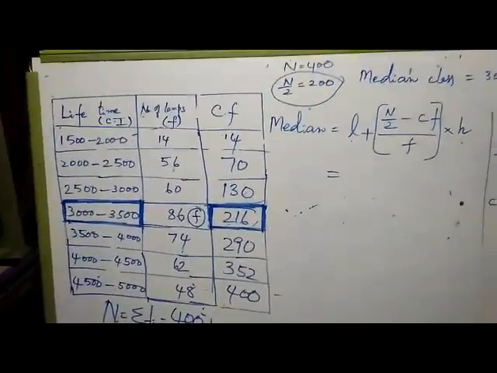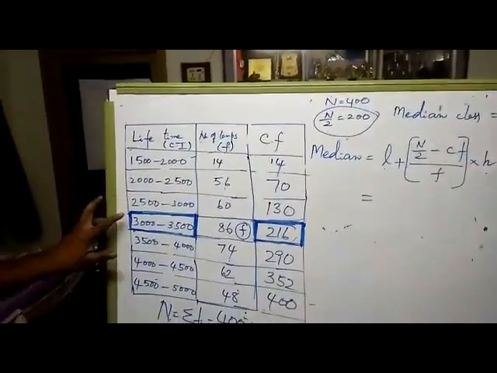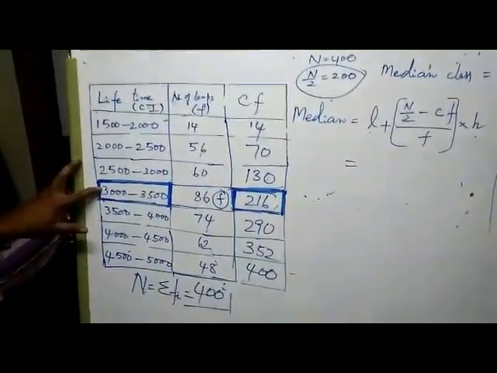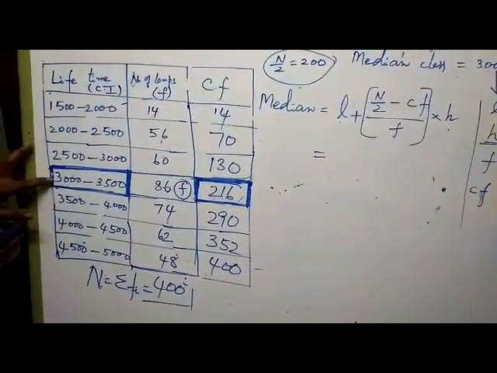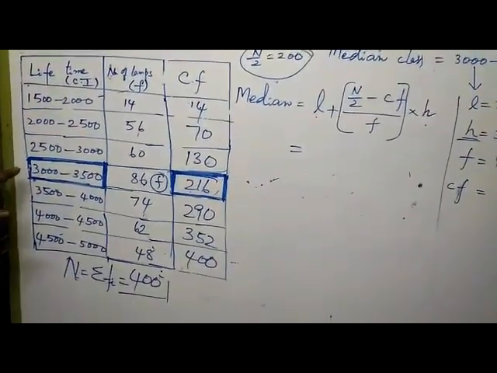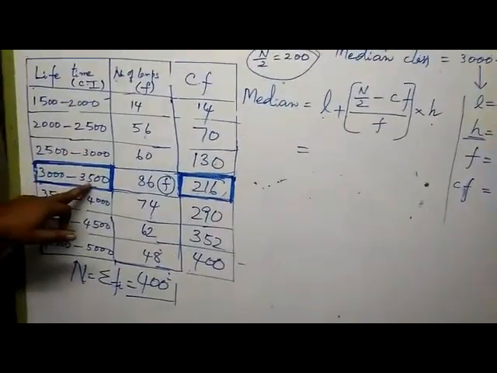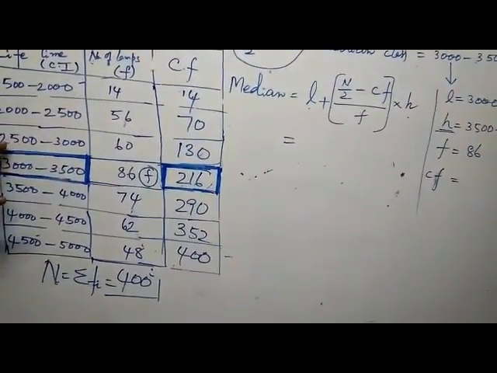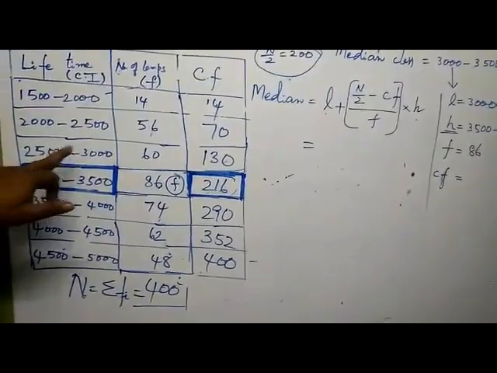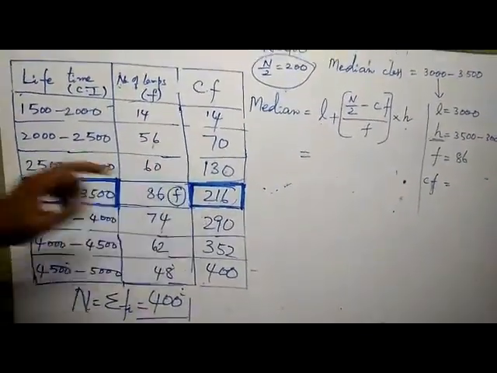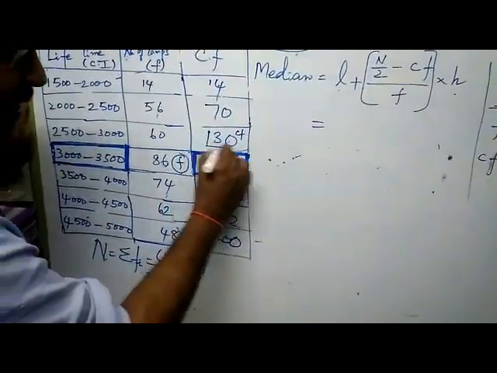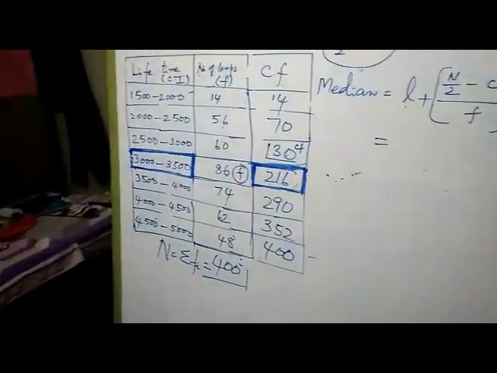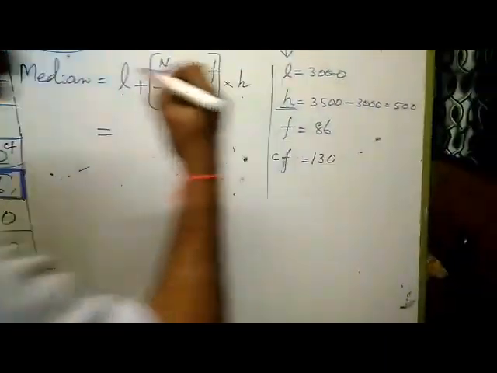CF is equal to the cumulative frequency of the class preceding the median class. 3000 to 3500 is the median class. The preceding class is 2500 to 3000. For that, CF is 130. Therefore, CF is equal to 130.